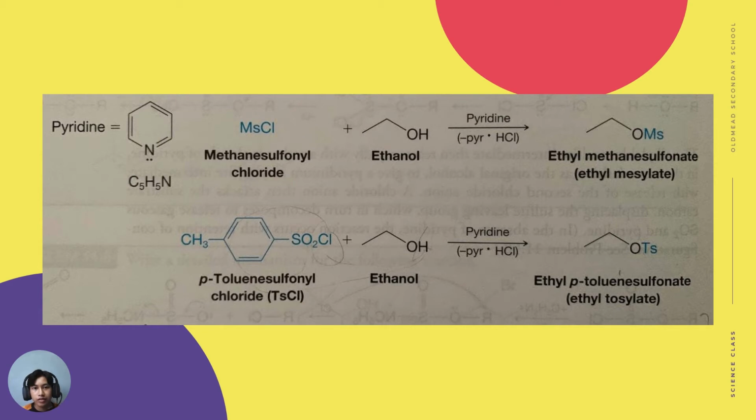As you can see here, methane sulfonyl chloride will react with ethanol and produce ethyl methane sulfonate, or ethyl mesylate. Down here you can see that para-toluene sulfonyl chloride will react with ethanol and produce ethyl para-toluene sulfonate, or ethyl tosylate.